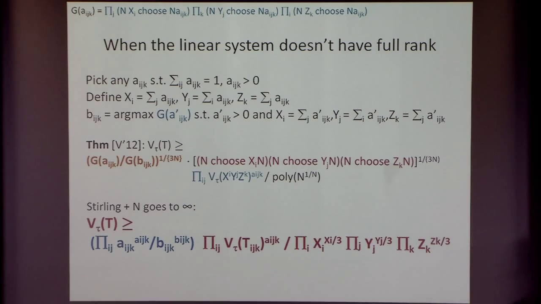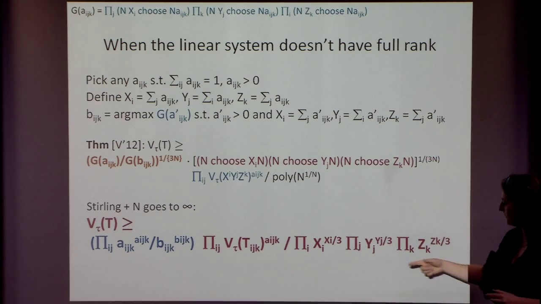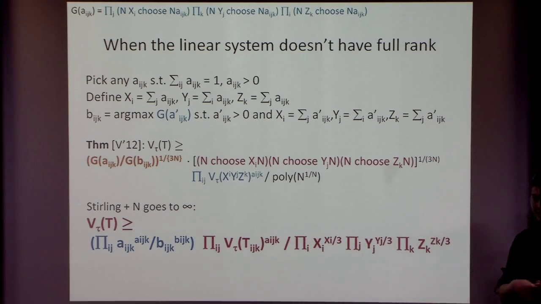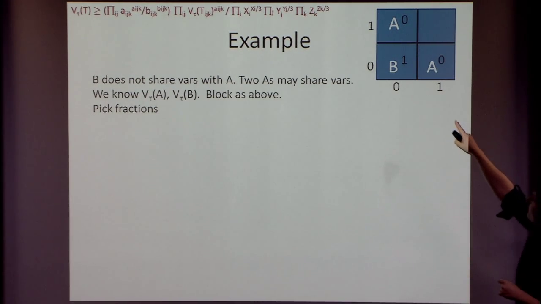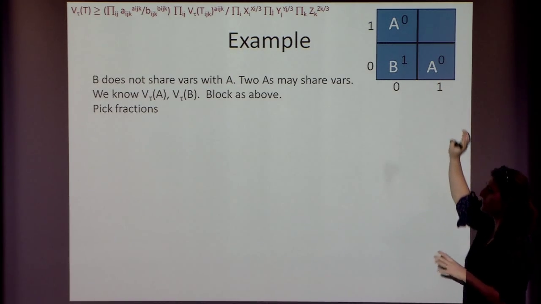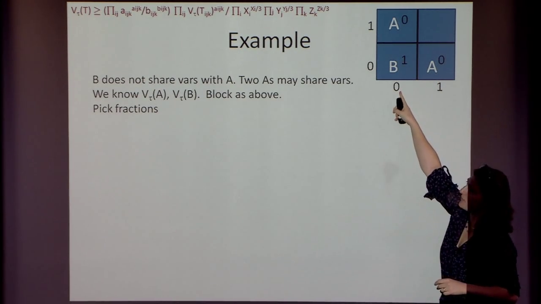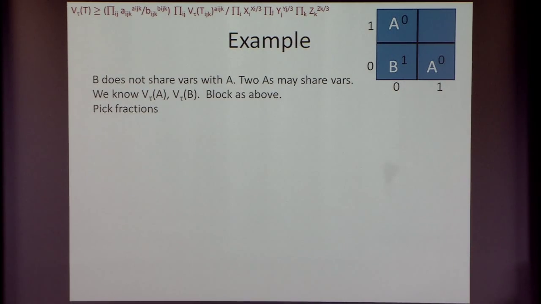So now you have a simple recipe for computing the value of a tensor and trying to extract bounds on omega from it: you form this constraint program, you maximize this nasty thing, and it works. So let me give you a quick example of how you do it. Here's this simple tensor. It has two copies of the same tensor, maybe transposed, A, and some tensor B over here. The two A's may share variables, but B does not share variables with A.